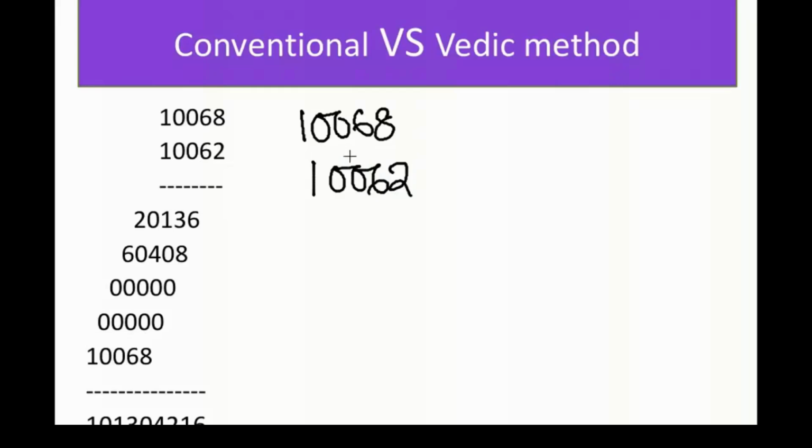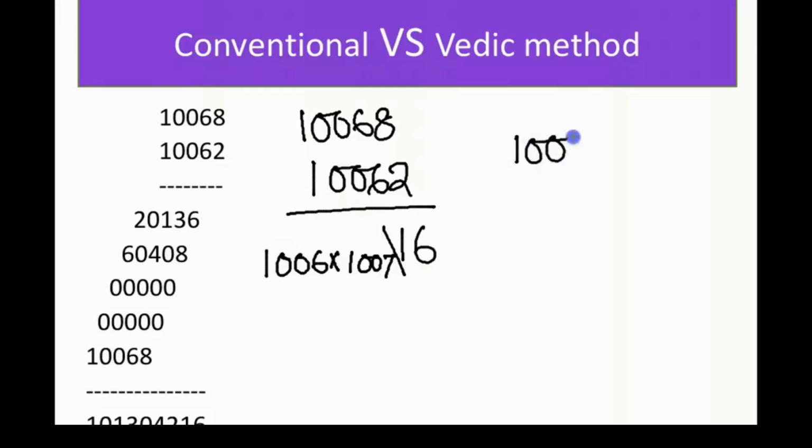So here for example, we have taken two numbers, 10,068 and 10,062. Here you can see that we have to do a five-step multiplication and multiple additions and then a big addition to find the answer. If we are not placing the numbers correctly, then there is a very good chance that we'll mess up this addition and find a different number, which is a wrong answer. So let's find out how we'll do it in a Vedic way.